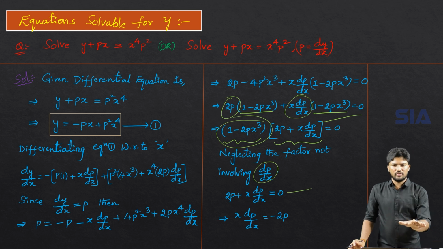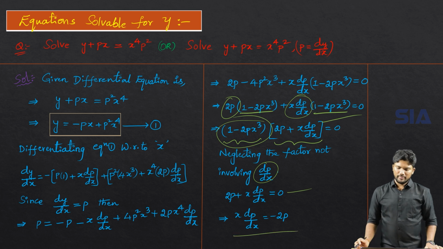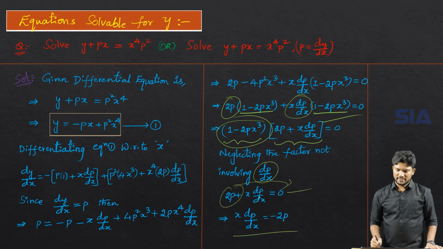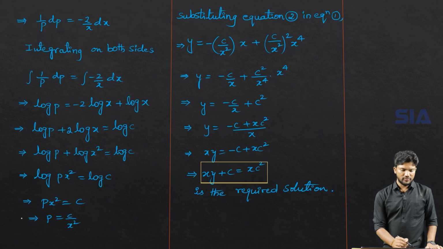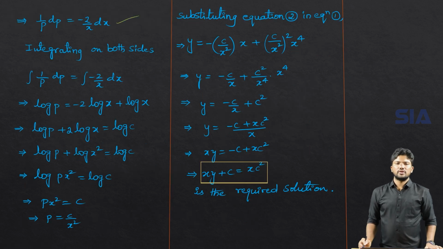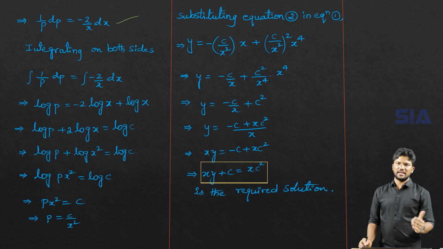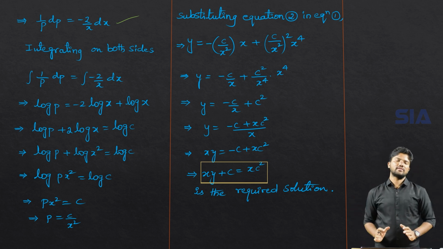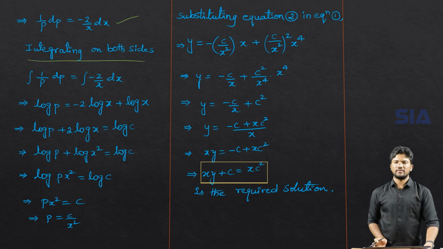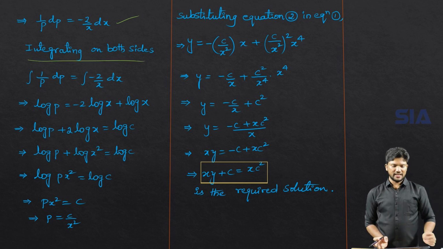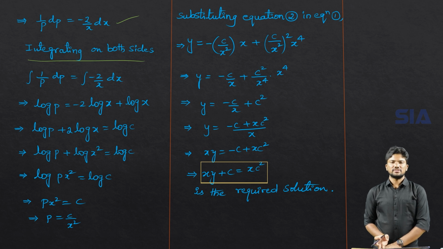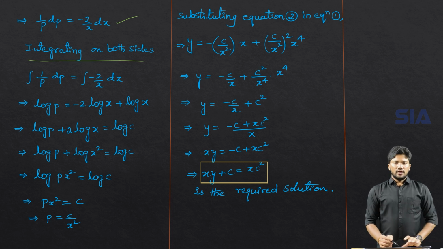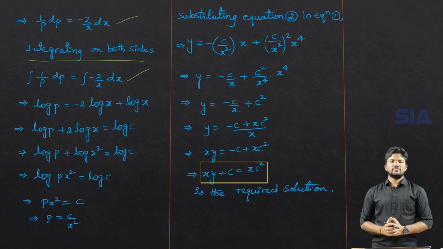So for solvable for x or y, the same procedure. Therefore x dp by dx is equal to, send this 2p value to RHS, then you will get minus 2p. So therefore 1 by p dp is equal to minus 2 by x dx. By using the variable separable method, you know very well, p terms all at one side and x terms all at one side. After separating the variables, you have to integrate on both sides. So integration of 1 by p dp is equal to integration of minus 2 by x dx.